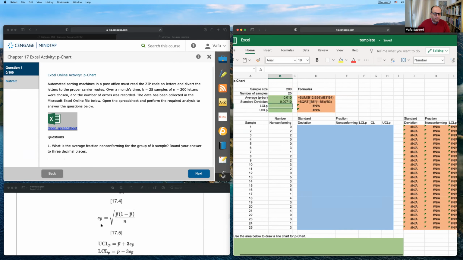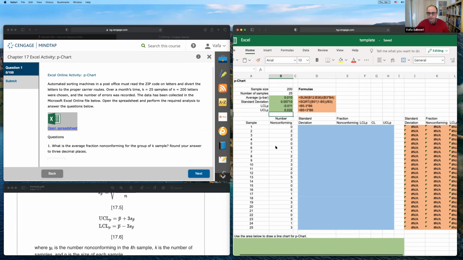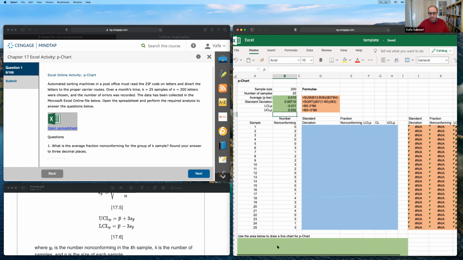And now that I have my standard deviation, I go ahead and calculate UCL and LCL for P. The UCL is p-bar plus 3 times sigma P, and LCL is p-bar minus 3 times sigma P. So my LCL is my p-bar minus 3 times the standard deviation, and my UCL is p-bar plus 3 times the standard deviation. Everything's good here? Anything wrong with these calculations?